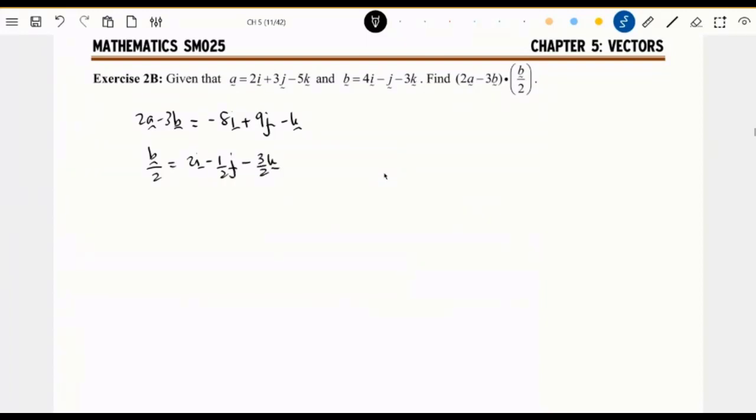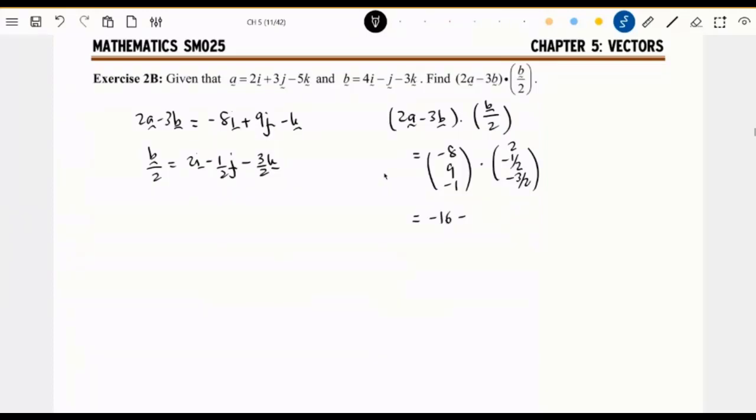Okay, good. So B over 2, we know it is 2i minus 1 over 2 j minus 3 over 2 k. To find the dot product between the two brackets, it's going to be negative 8, 9, negative 1 with 2, negative half, negative 3 over 2. What do we get? Negative 16 minus 9 over 2 plus 3 over 2. So the final answer? Negative 19. Okay, good.